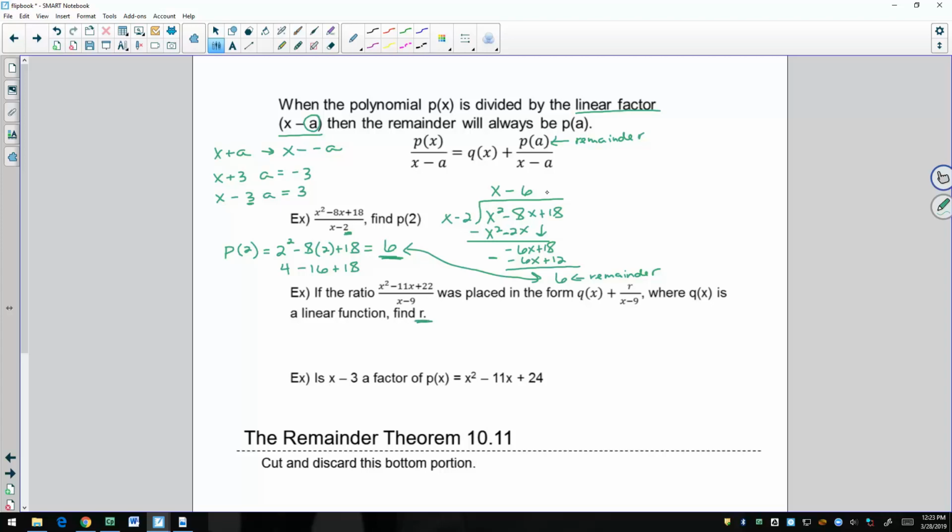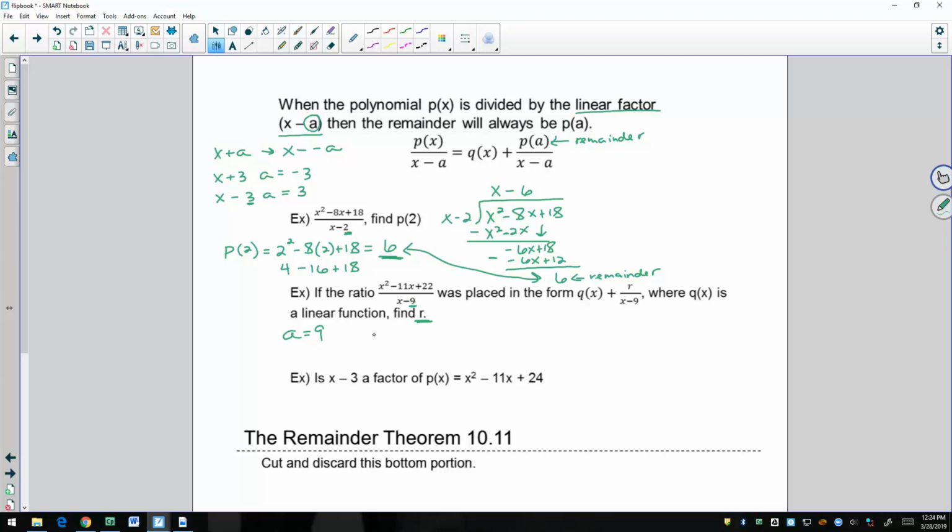So you don't want to sit there and have to divide it out, though you can divide it out and find the remainder. Or if you know this theorem, you know that the remainder is going to be whatever you get when you plug in a into the top of that fraction. So a in this case, write down a is 9 because I am dividing by x minus 9.